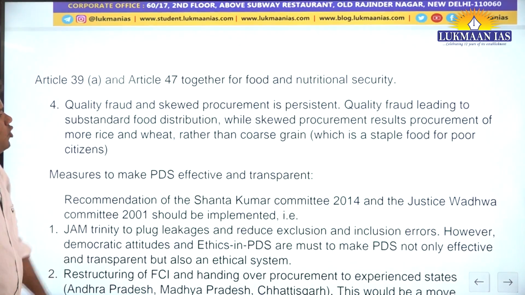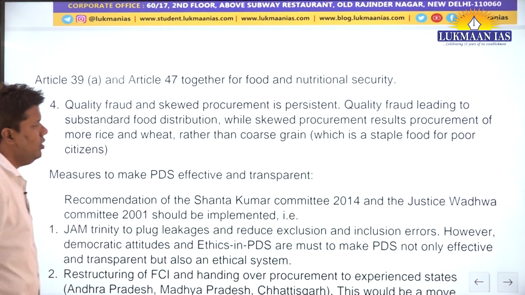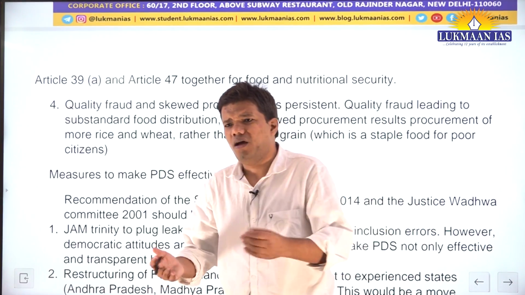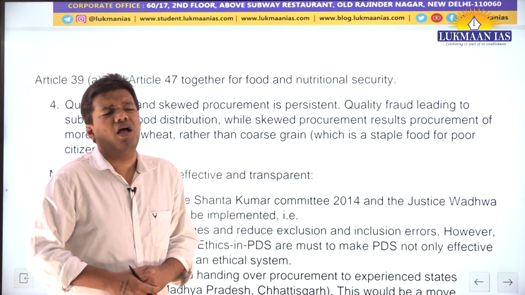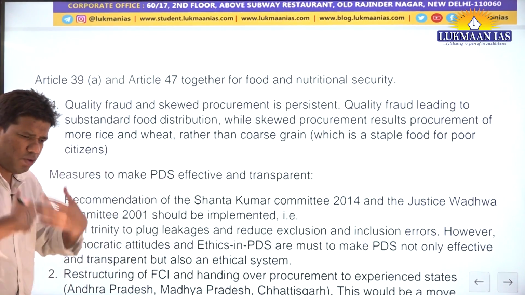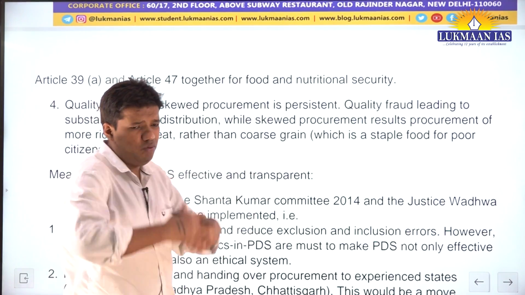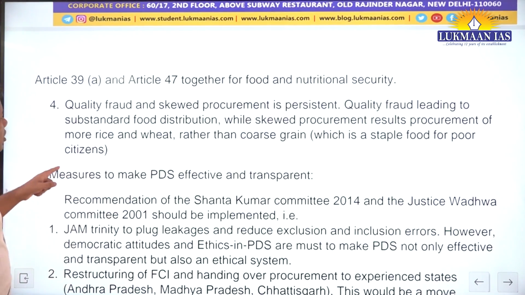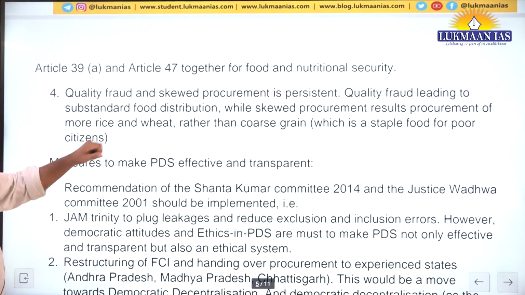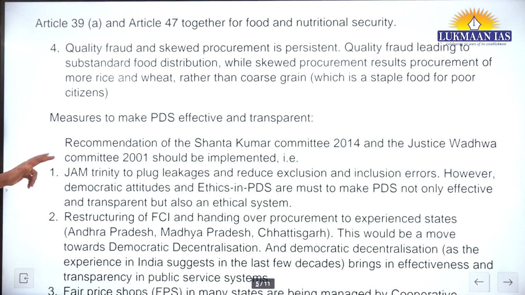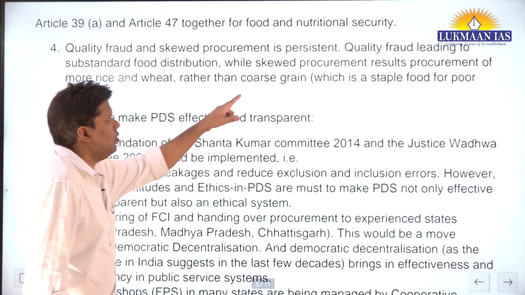While skewed procurement results in procurement of more rice and wheat. Most of the procurement happens from the northwest, and FCI procures mainly from the northwest. And in states like MP and Chhattisgarh, the procurement process is being decentralized to states. So what is happening? Rather than coarse grain, procurement is more towards rice and wheat. Although rice and wheat is also a staple food for many, but again, coarse grains is also very, very important.